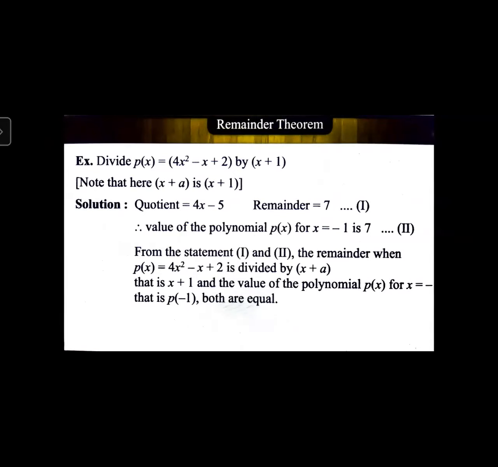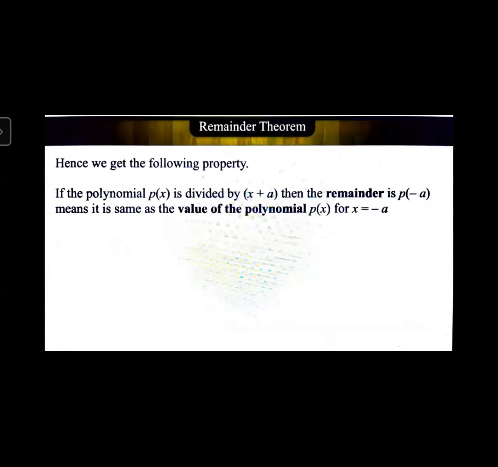For statements 1 and 2, the remainder when p of x equal to 4x square minus x plus 2 is divided by x plus 1, that is x plus a, and the value of the polynomial p of x for x equal to minus 1, that is p of minus 1, are both equal. So you can correlate: if the polynomial p of x is divided by x plus a, then the remainder is p of minus a, the same as the value of the polynomial p of x for x equal to minus a. This property is known as the remainder theorem.